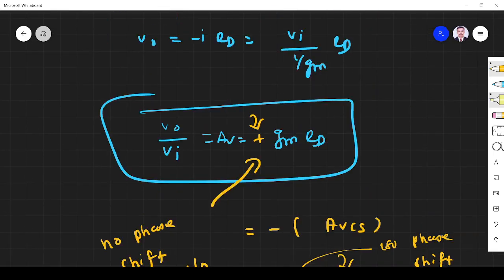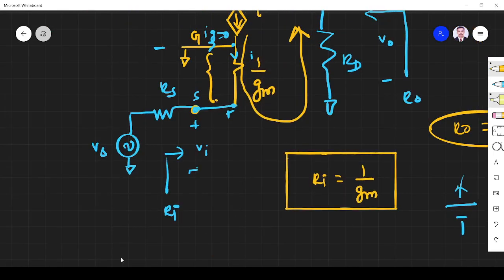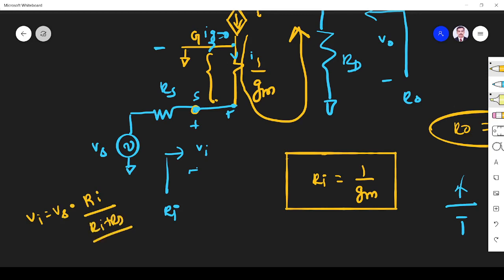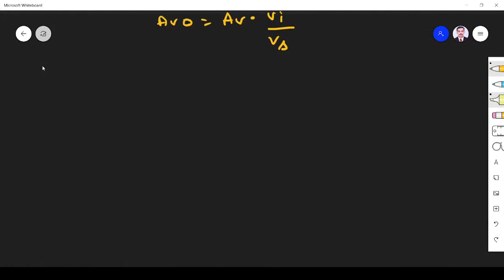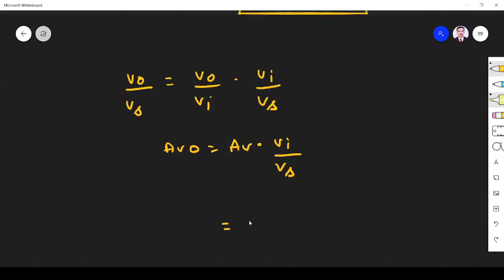From the diagram of common gate amplifier, here you see, this is Vi, this is Vs. The resistance here is Ri. So what is Vi? Vi is the voltage across resistance Ri. So I apply voltage divider: Vs into Ri divided by total resistance Ri plus Rs. So instead of Vi by Vs, I substitute this. AV is GmRD, and now I include load resistance RL, so it becomes Gm into RD parallel RL, right?